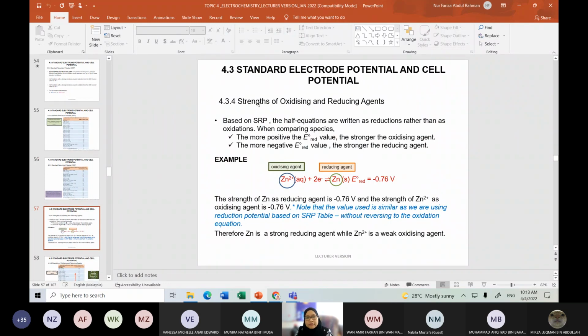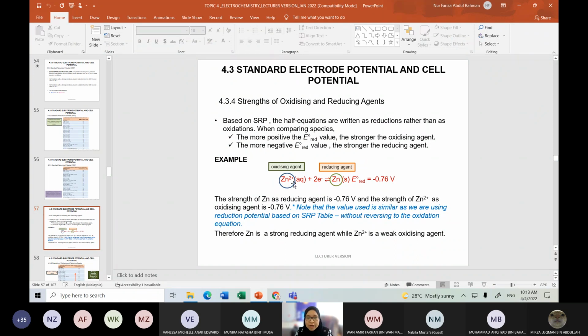Okay, so we have also learned about the strength of oxidizing and reducing agents. In an equation, we actually have an oxidizing agent and also a reducing agent, guys. So in this case, for example, zinc 2 plus can only undergo reduction.